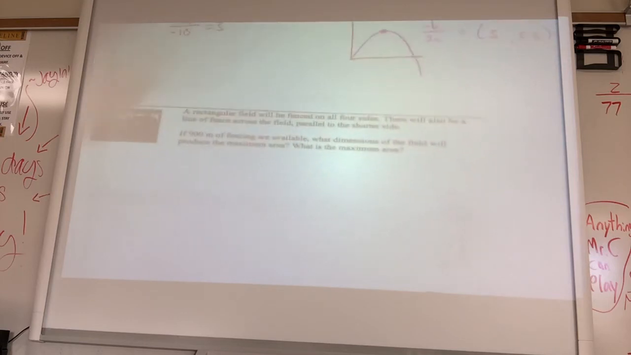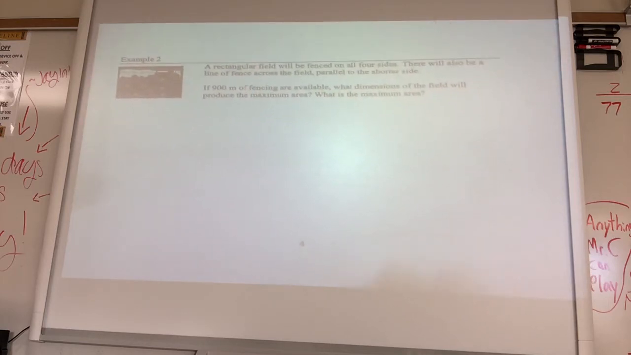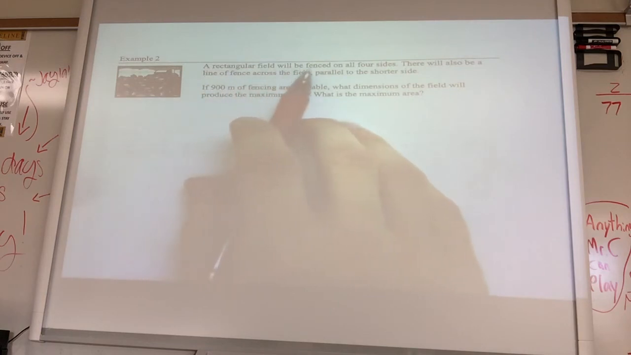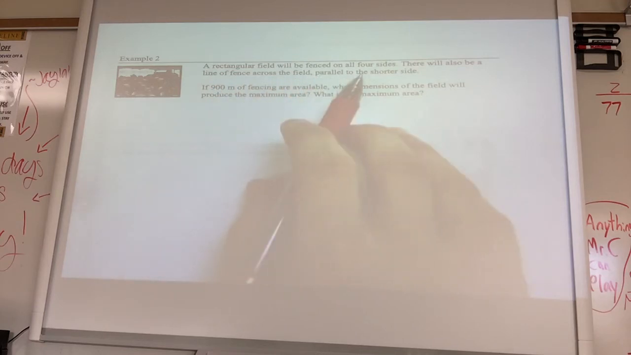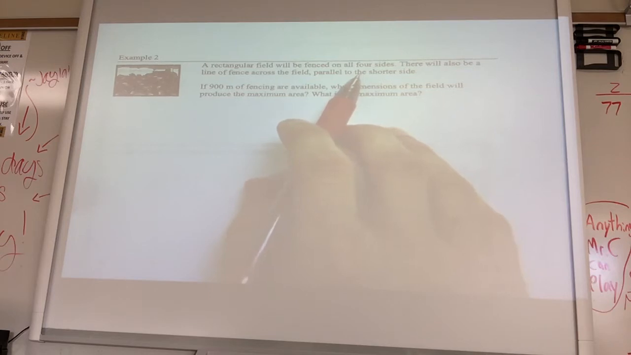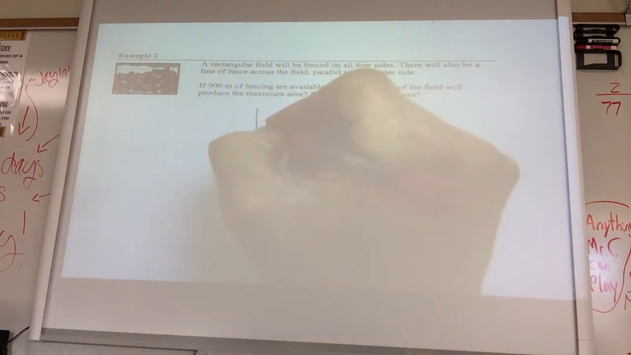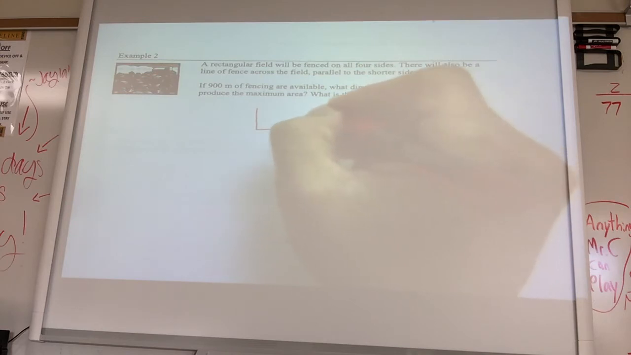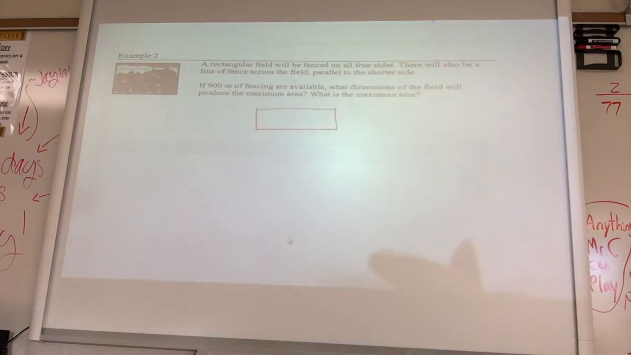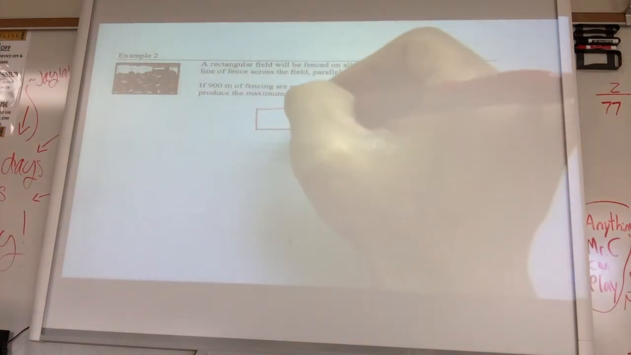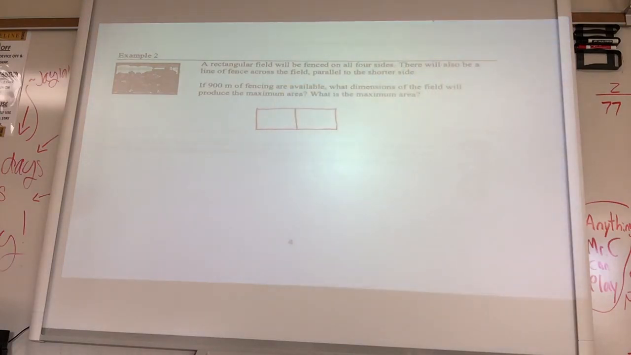I'm not going to answer all of them like that because it's going to take too much figuring. So the next one. A rectangular field will be fenced on all 4 sides. There will also be a line of fence across the field parallel to the shorter side. There's a lot going on there, but just draw a picture. We don't know how long or wide the field is. Here's the shorter side, and parallel to it, there it is. Done.